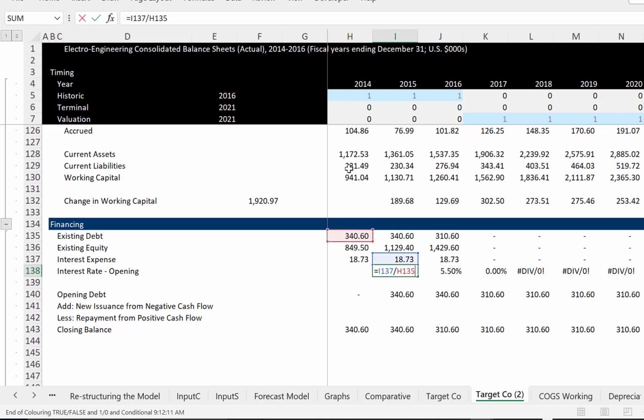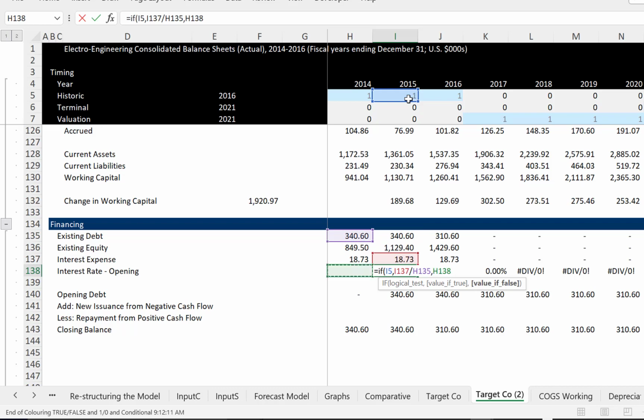So on this one, I took the interest expense divided by the opening balance, because that's how we're going to do the model to make sure it's not a circular reference. And if it's the historic year, then we take the interest divided by the prior debt balance.